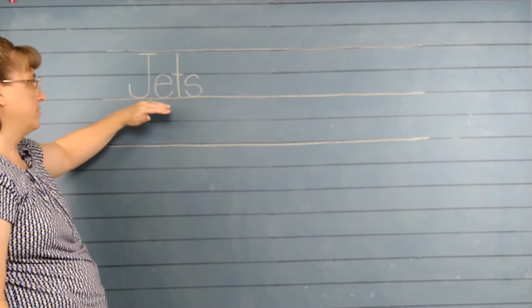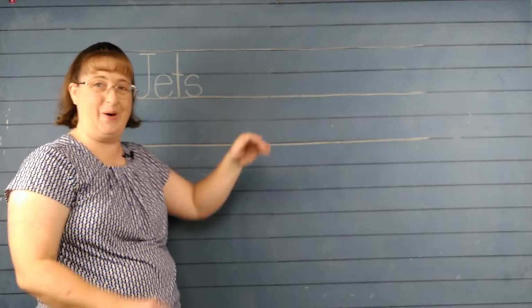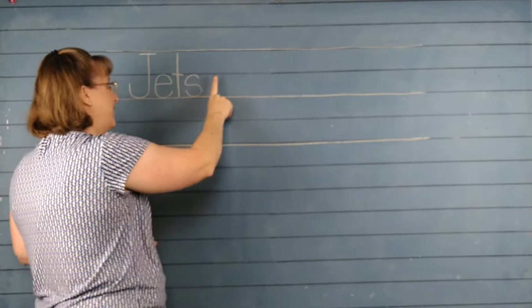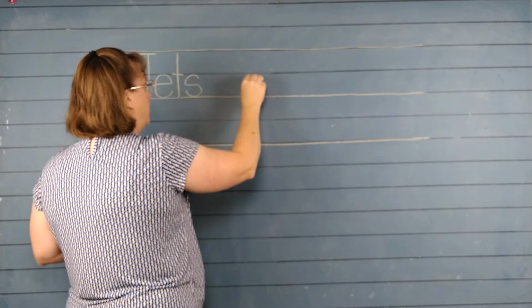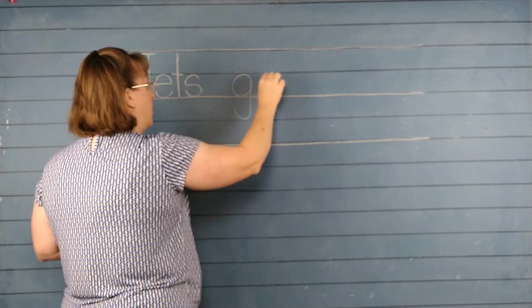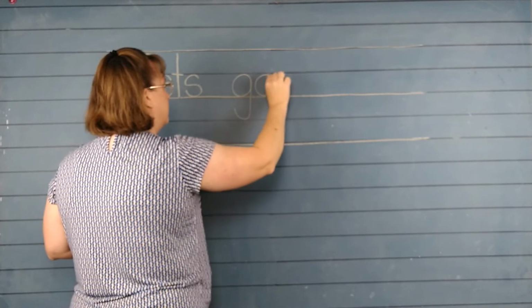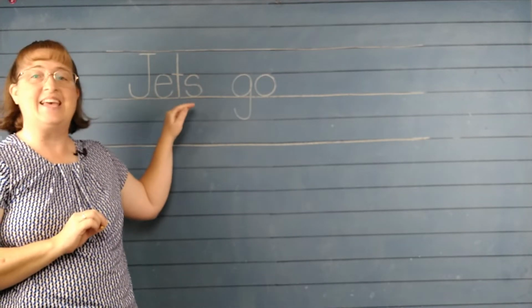Okay, what's the next part? Jets go. Sound it out. G, O. Good job. Put your finger down because we have to make a space. Pick up your finger, move away, and write G, O. Nice. Make sure yours looks like mine.